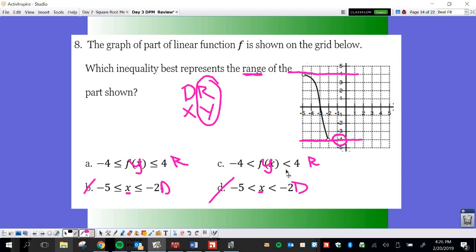So this is where you have to remember, whenever we have this open circle here, that means it does not include this value of 4. It's just everything that's less than 4. Just like down here, since I have an open circle, it does not include this -4. It's just everything above -4. So therefore, I would have to choose C, because with the open circles, it means that they're not equal to them. It just goes up to that point.